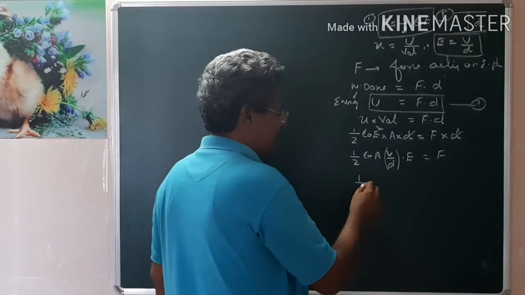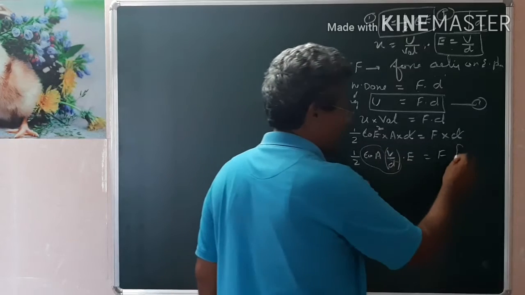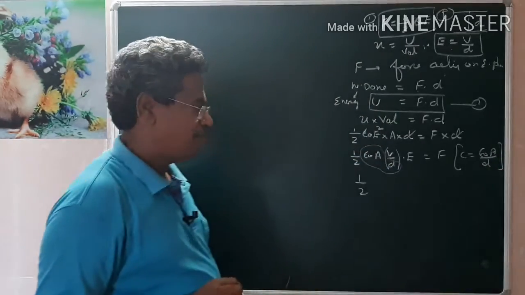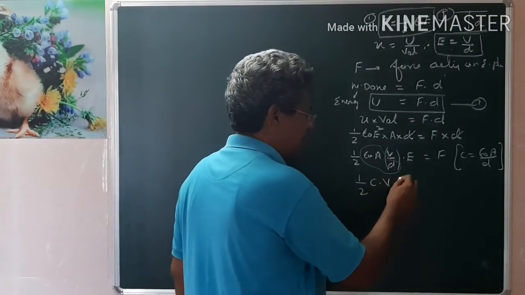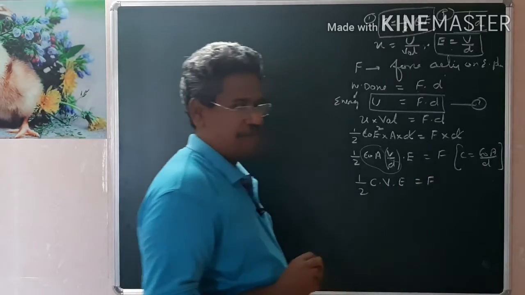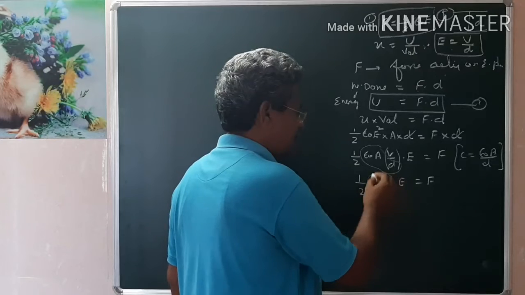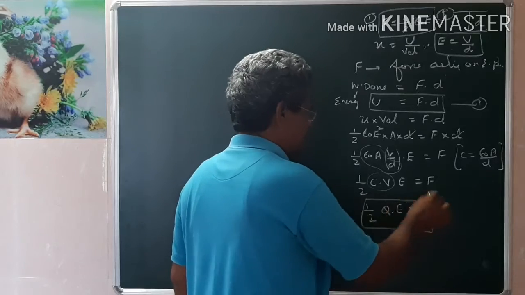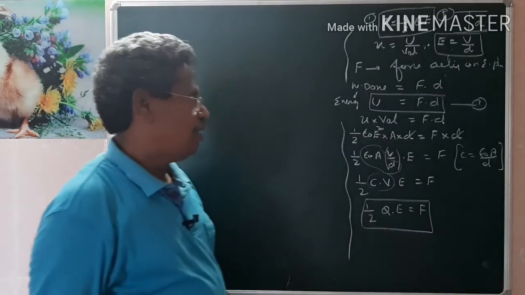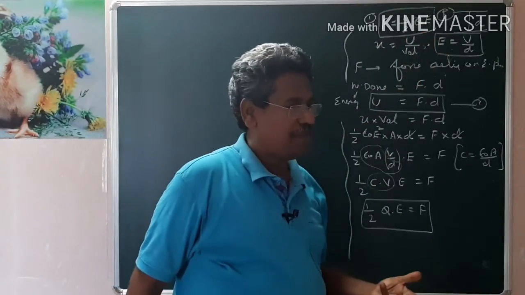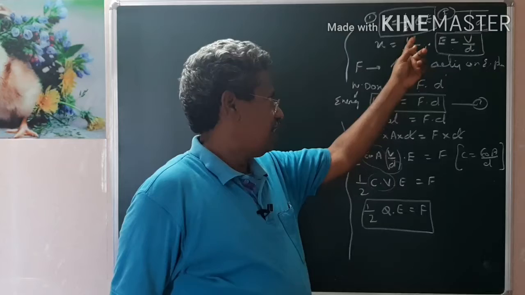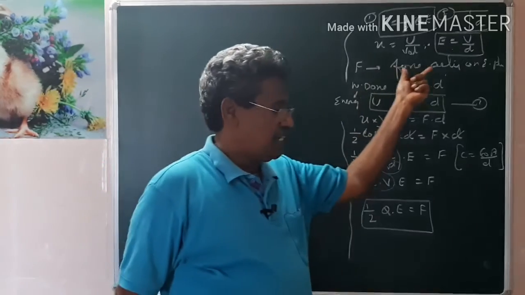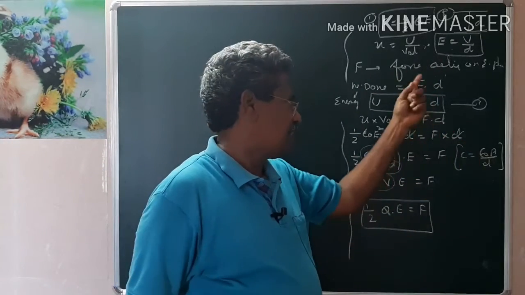Now you understand that epsilon naught A by D is nothing but capacitance. Most students can recall that the expression for capacitance is epsilon naught A by D. Therefore this is equal to half C into V into E equals F. Almost solved. For any capacitance, C into V is equal to Q. Therefore, half QE is equal to the force. That's all. This is another important question. You have been asked to prove that force equals half into Q into E. We are using energy density equal to energy by volume, and the electric field between the two plates is V by D. The principle is that the force to separate the two plates by distance D is equal to the work done.